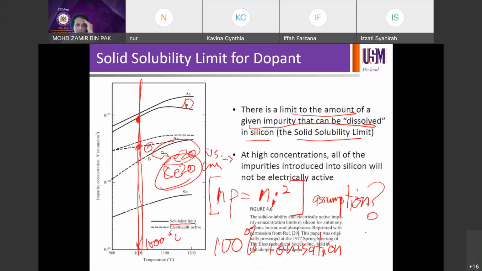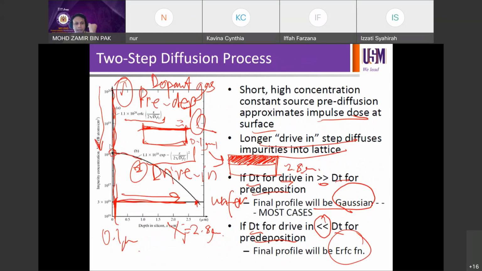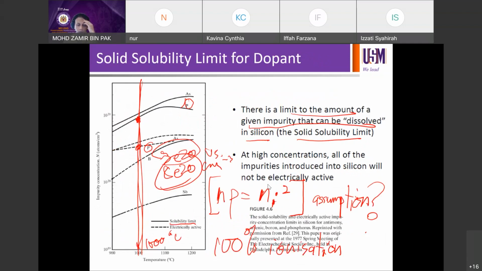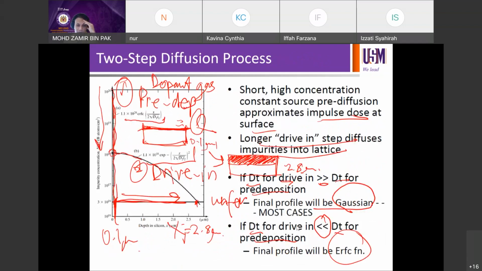Okay, go back to the previous slides. Look at this, the leftmost one, the one closest to the axis. Pre-dep takes error function profiles, right? So that's why you have to use the error function profile to calculate your Xj, the second formula. Number 2. You cannot use Gaussian because it's a pre-dep process to begin with. Unless you have a question that compares the Dt of your drive-in versus pre-dep, then only you can use this. If the Dt for drive-in is much less than the Dt for pre-dep, then you'll use error function. Or in the opposite case, Gaussian.